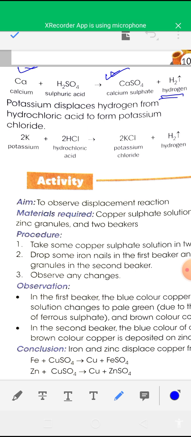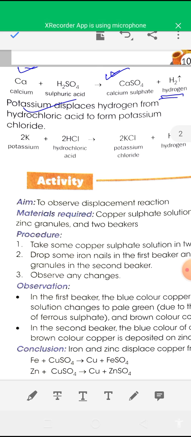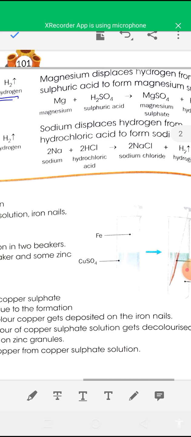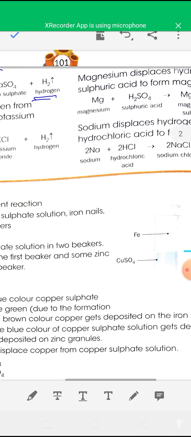One more example is given. Potassium plus HCl. Potassium displaces hydrogen from HCl and the products are KCl plus H2. So these are examples of displacement reaction.